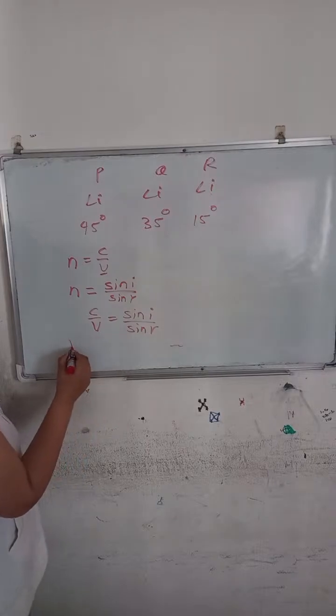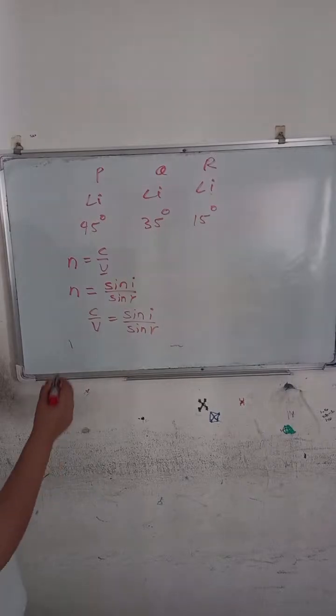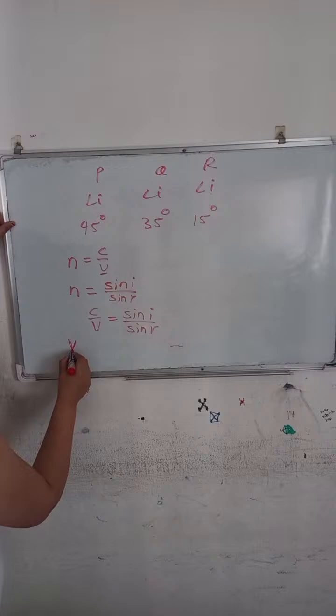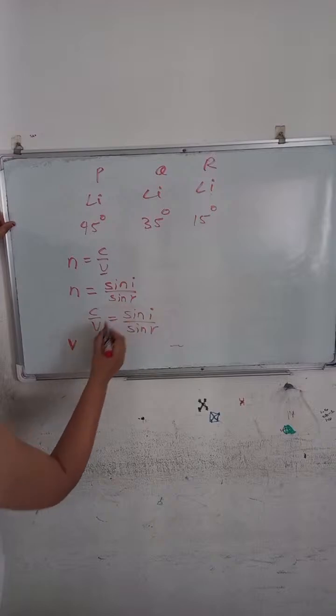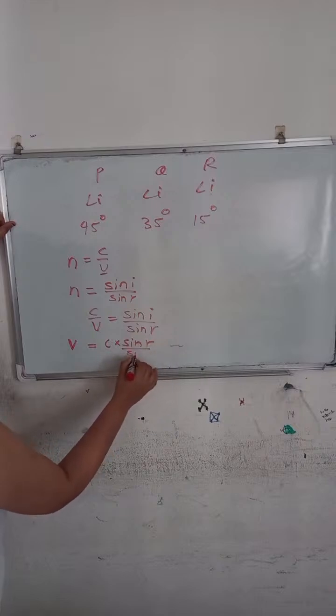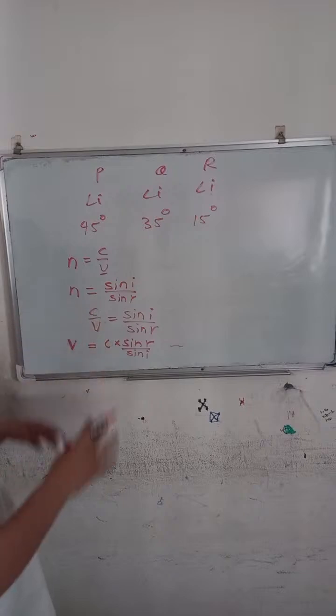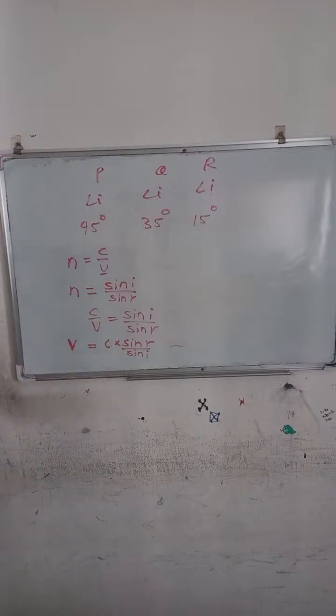They are asking for the velocity of light in a medium, so I will write v, transposing, equals c into sine r divided by sine i. Can you get this? If they are asking for 3 marks, you have to substitute the values and find the answer.